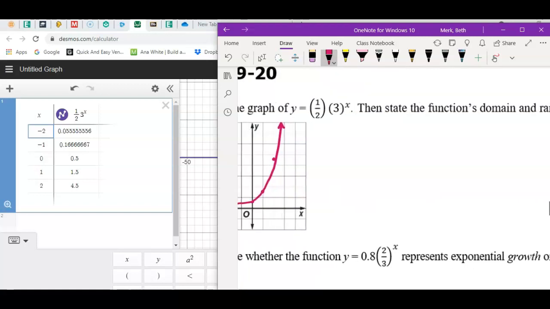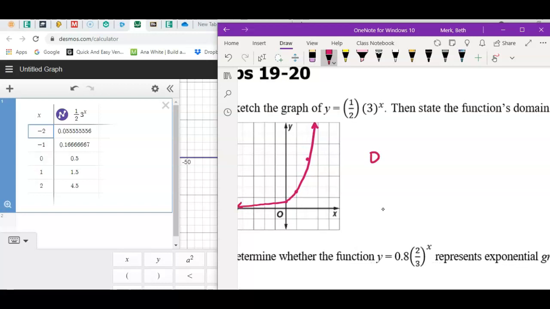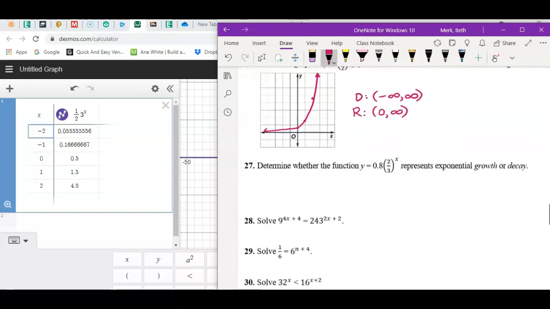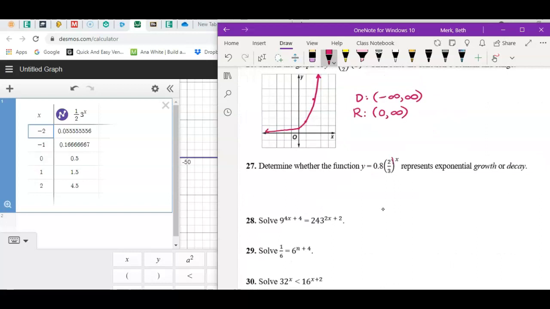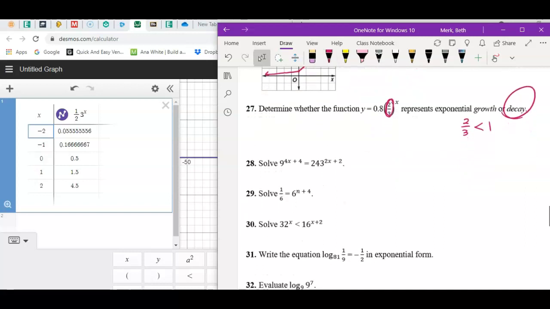There's our graph. Okay, the domain and the range. Well, I have graph everywhere on the x-axis, but on the y-axis, it is simply above 0, and it goes all the way up. Here we look just at this base, 2/3. Because 2/3 is less than 1, this represents decay.